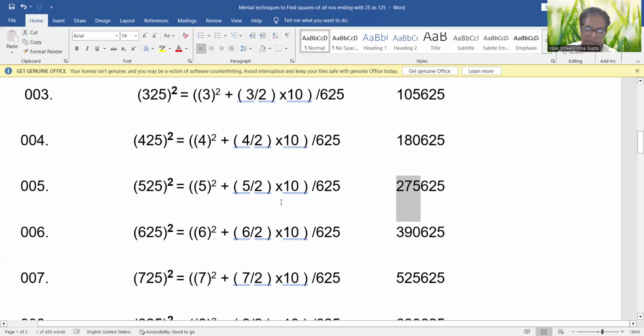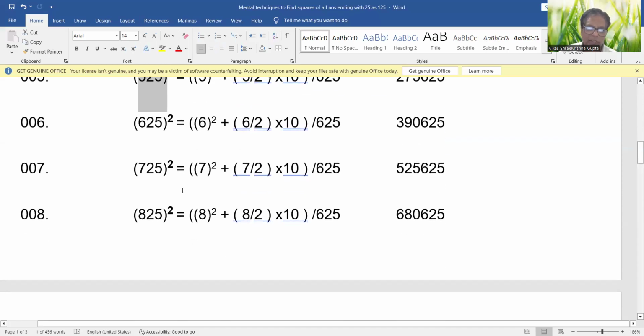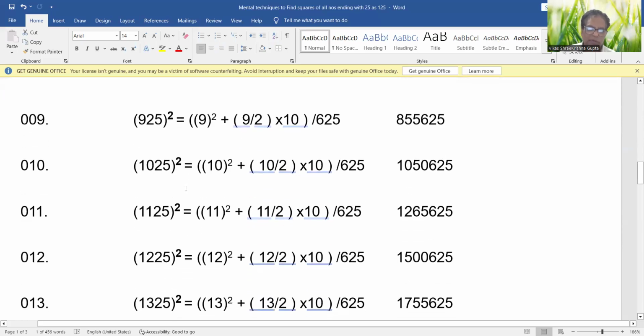I'm getting 275 followed by the square of 25, and that is always 625. In the same way, you can find all these squares: 625, 725, 825. Now, suppose you have to find the square of this four-digit number, 1025.